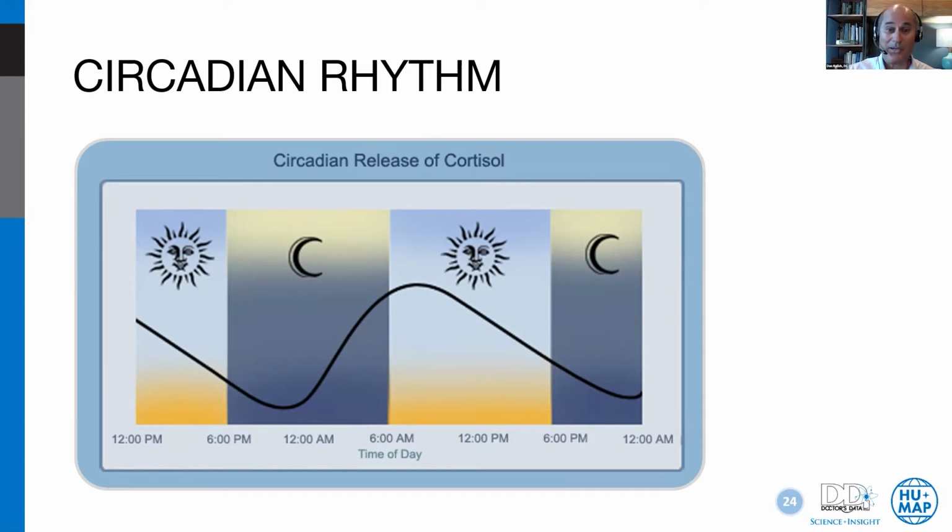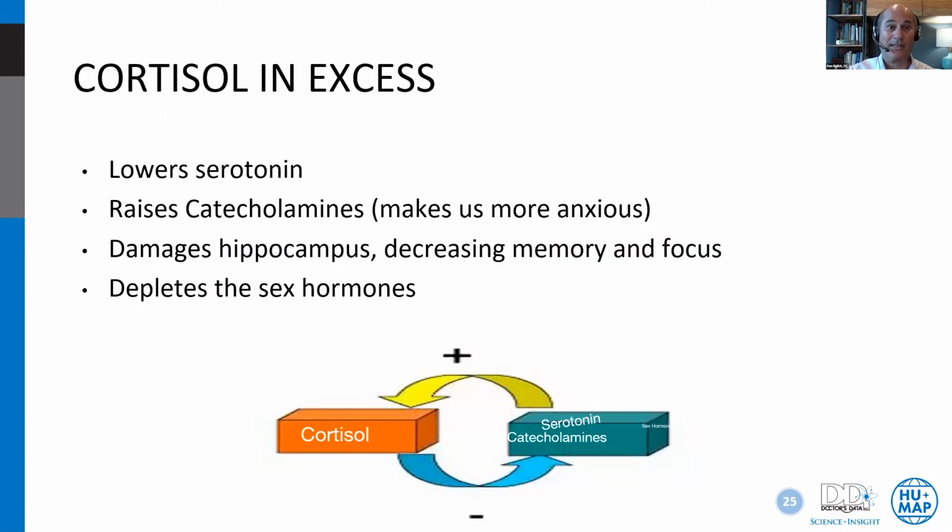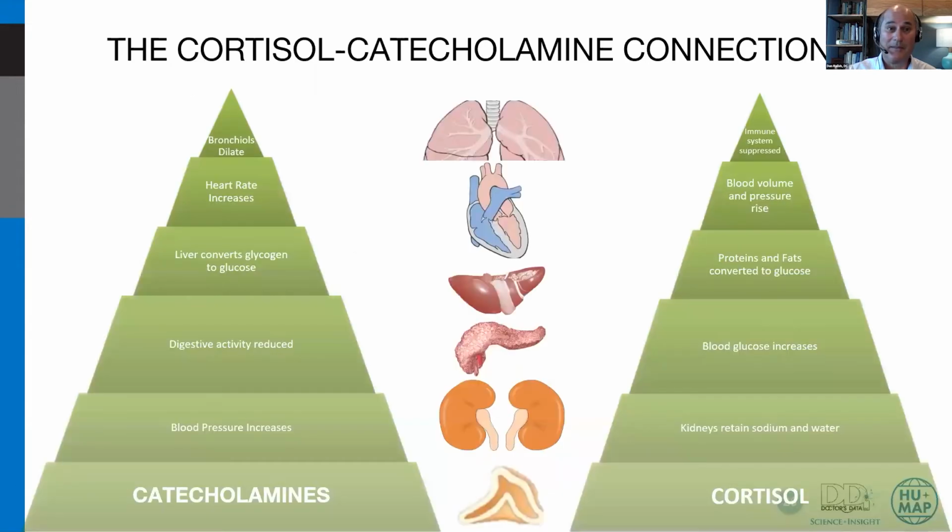They start to feel better pretty quickly. It's quite a beautiful thing to see. When cortisol goes up, it lowers serotonin, it raises catecholamines, it depletes the sex hormones. So it has body-wide effects, and it has effects on other systems of the body as well. And there's also, as I mentioned earlier, the cortisol catecholamine connection.